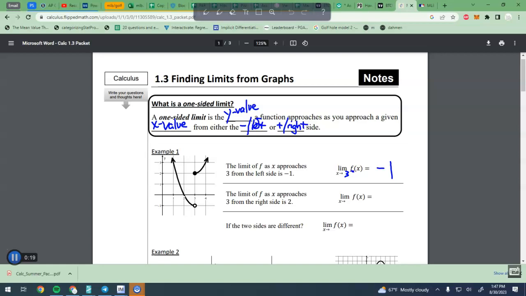The limit of f as x approaches 3 from the right hand side, so that'd be a 3 from the positive direction, is 2, so equals 2.